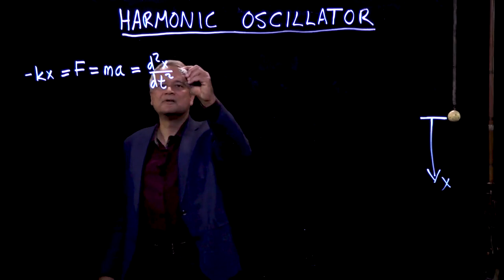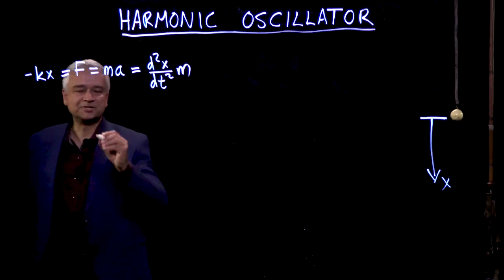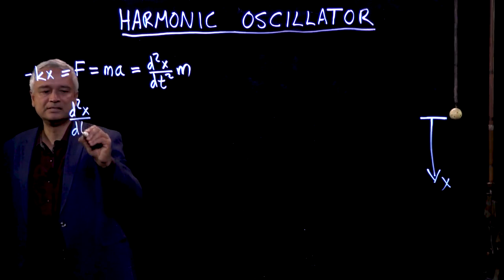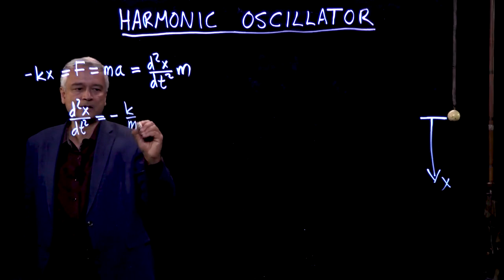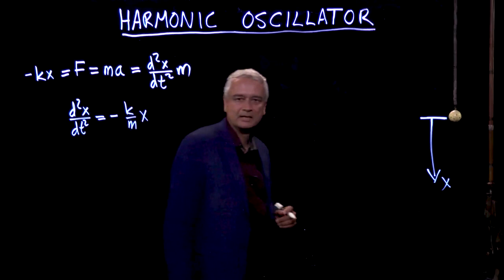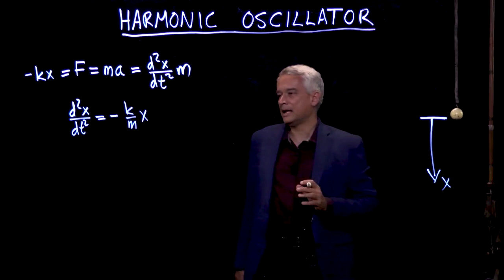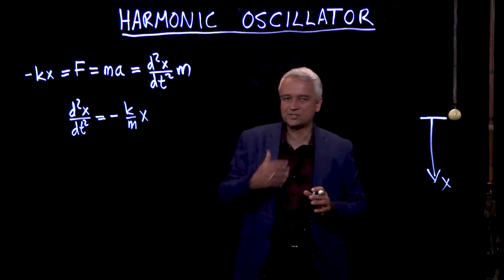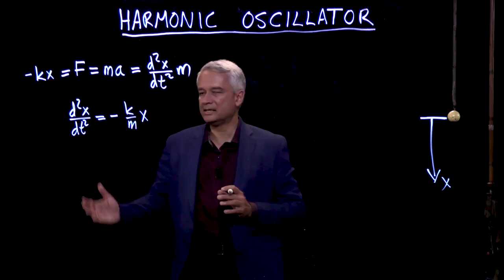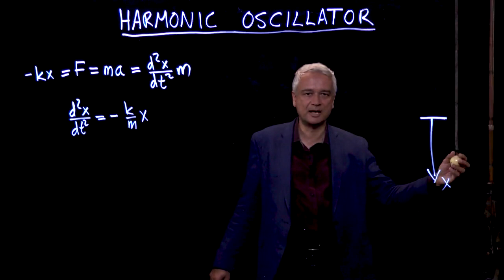Let me now rewrite this differential equation as d squared x by dt squared is equal to minus k over m times x. And this is the second order differential equation that describes the motion that we were just doing over here. And this is the only second order differential equation that I will expect you to know how to solve in 802. And its solution is a sine or a cosine. It describes sinusoidal oscillatory motion as we saw over here.